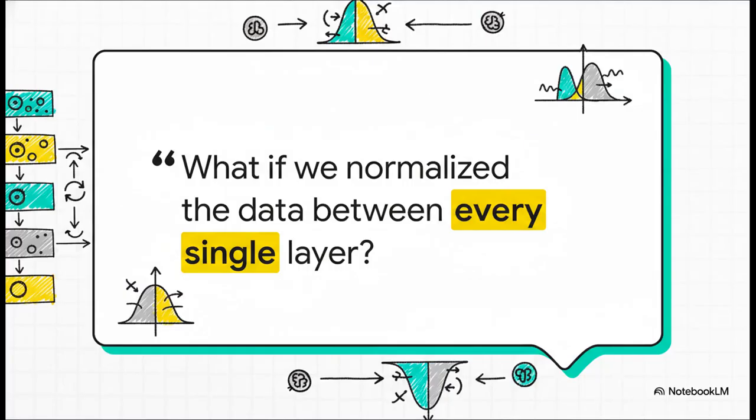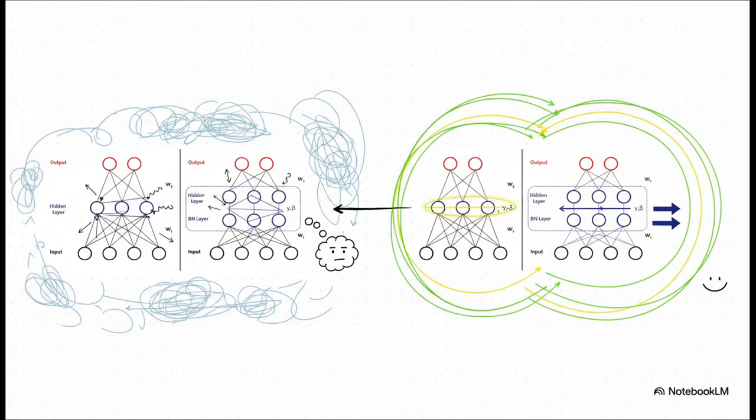So the brilliant insight, which came from some researchers at Google, was basically asking this one powerful question. They said, okay, normalizing the inputs is great, but what if we didn't just do it once at the start? What if we kept normalizing the data, resetting it to a stable, predictable state between every single layer of the network? And the concept is just beautifully simple when you see it.